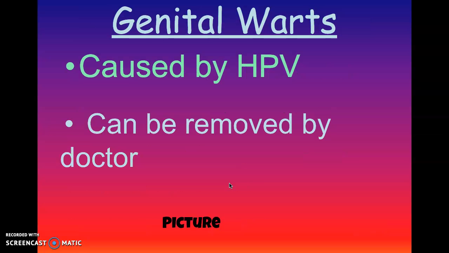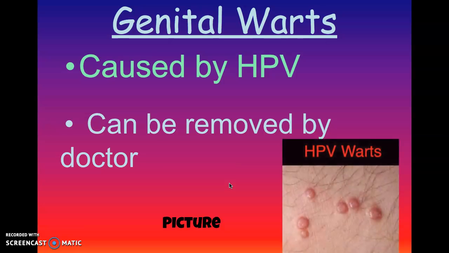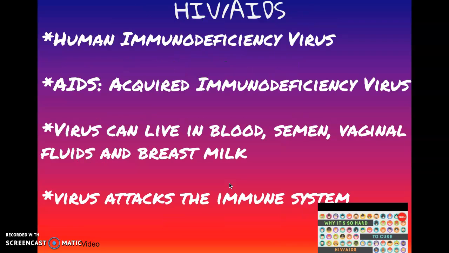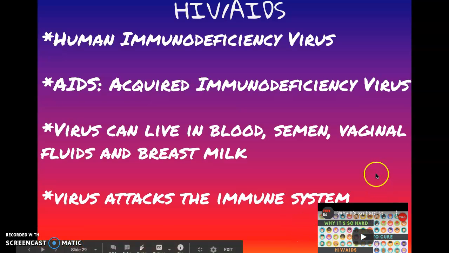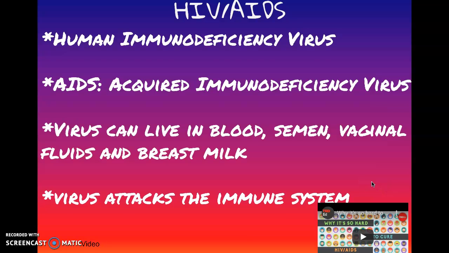A little bit more about genital warts. Like I said, it's caused by the HPV virus, and these can be removed by a doctor, just like warts on your fingers or toes, and they may or may not come back at a later time. There's what the warts might look like. Next one is HIV/AIDS. HIV is human immunodeficiency virus. AIDS is acquired immunodeficiency syndrome. This virus can live in blood, semen, vaginal fluids, and breast milk, and it attacks the immune system. After this video, I'm going to put a separate video link here, so I want you to watch this. There's a lot more information in this video that is important to know.